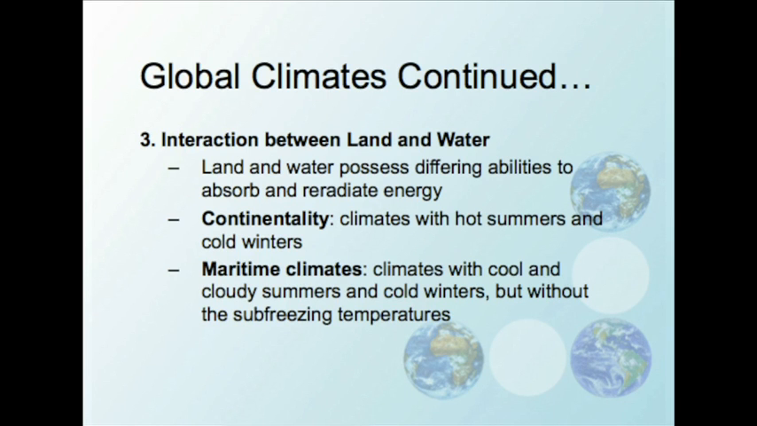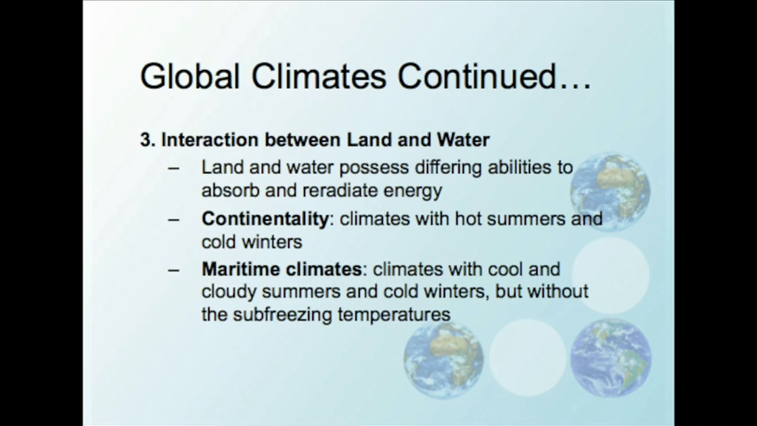So the interaction between land and water is another important factor for global climate. And we can think about how land and water have differing abilities to absorb and re-radiate energy. So the land tends to warm up quickly and cool down quickly. We can think about this in terms of continent-sized pieces of land and the folks that have to live in the middle of them, for example, folks in the Midwest United States. So in places like this, you have climates with hot summers and cold winters. So the land heats up quickly in the summer and cools down quickly in the winter.